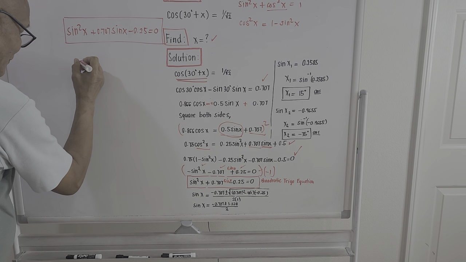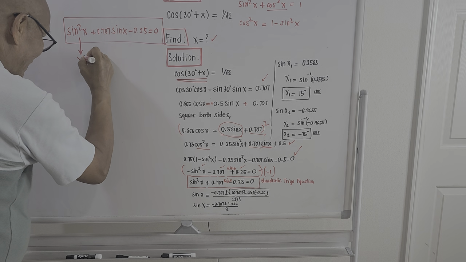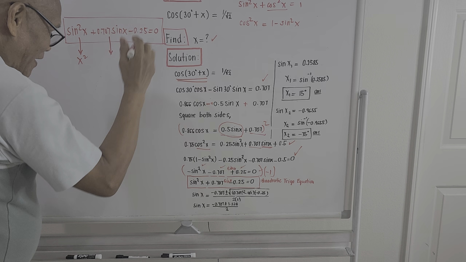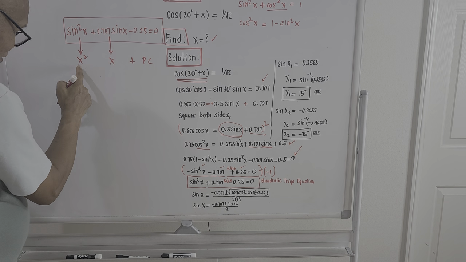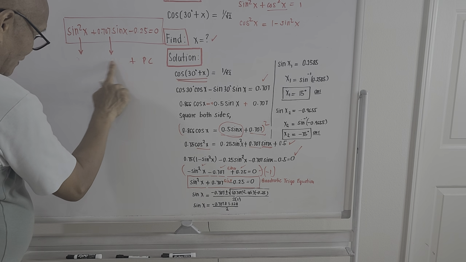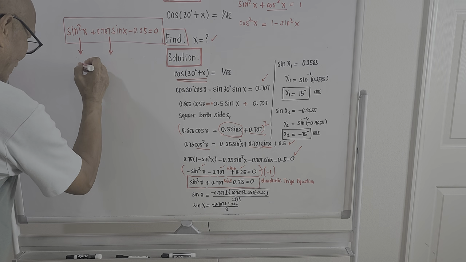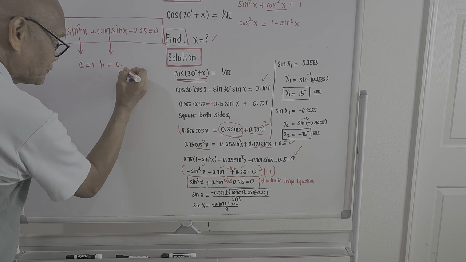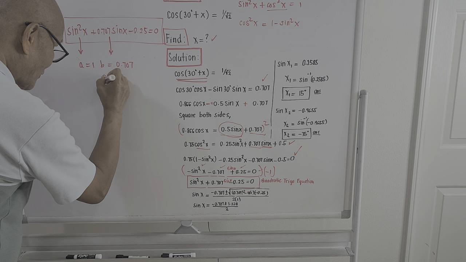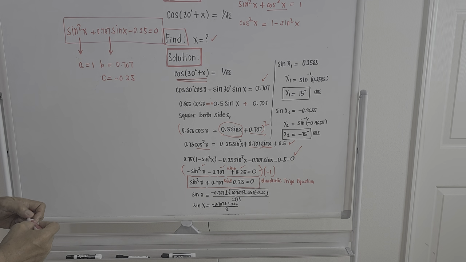So we will be using, this is normally, we always refer this as x squared on the original algebraic, and this is x and this is plus a constant. But for the meantime, it's not x squared, it is sine square of x. Okay? So we will be using the quadratic formula, in which the value of a will be equal to 1, b equal to 0.707, and the value of c equal to negative 0.25. Okay? So we could compute for the value of sine of x now.